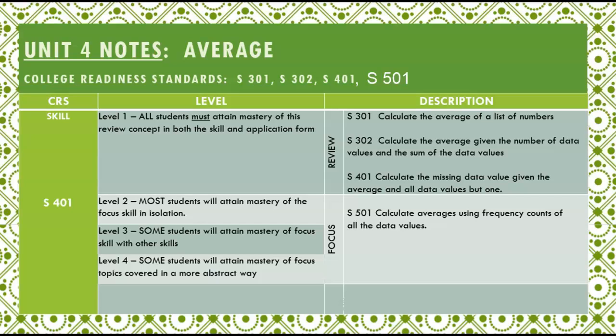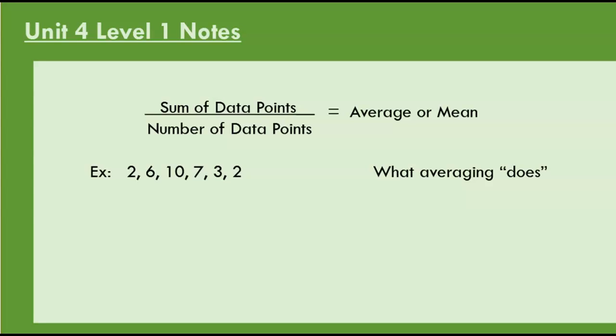Welcome to Unit 4, Level 1. We will be calculating the average of a list of numbers, calculating the average given a number of data values and the sum of data values, and calculating the missing data value given the average and all data values but one. Let's first recall what average or mean is.